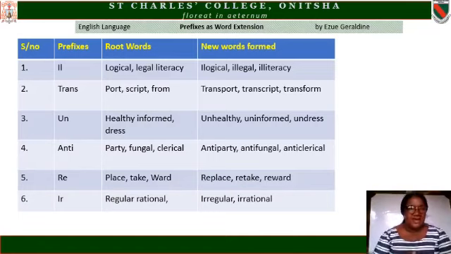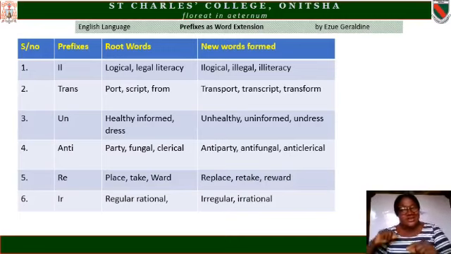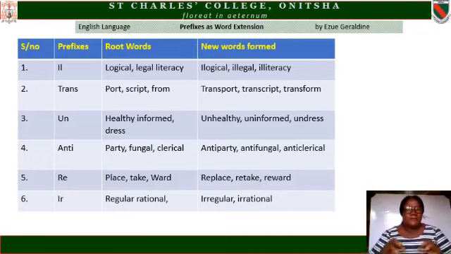The next word there is legal. Illegal, not legal. Literacy, illiteracy, not literacy. So these are how we use prefixes to form new words. Number two, there we have trans. Remember I said trans means move. Then we have port. Trans plus port gives us transport.